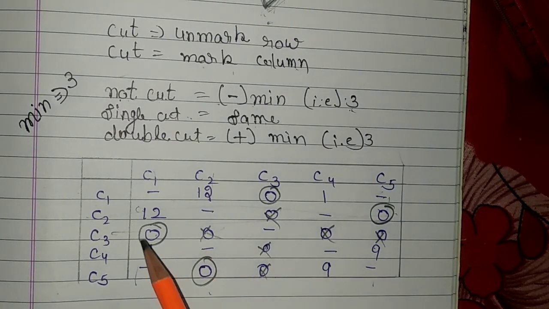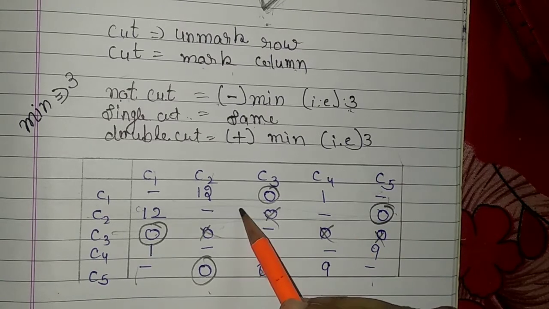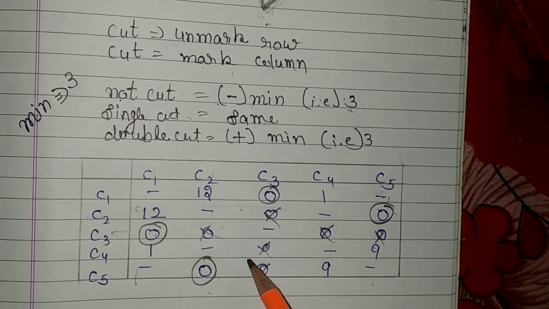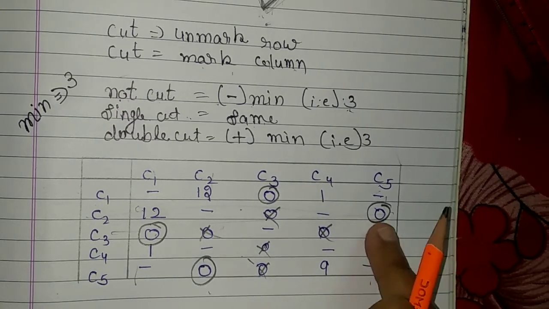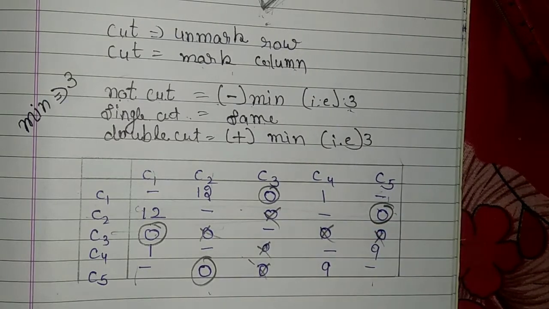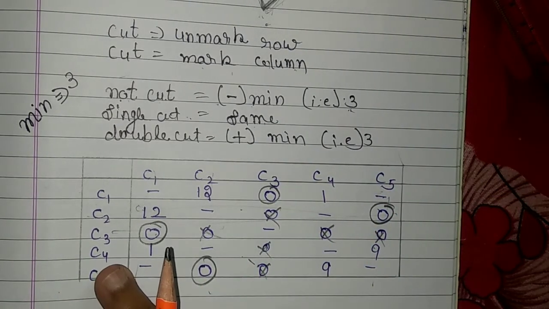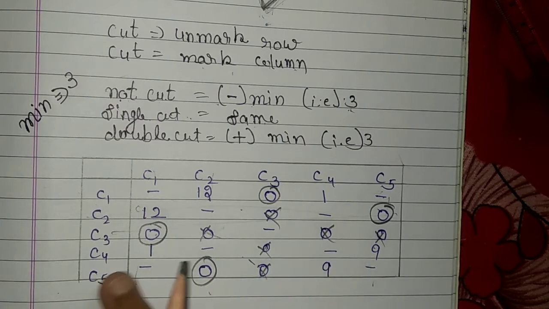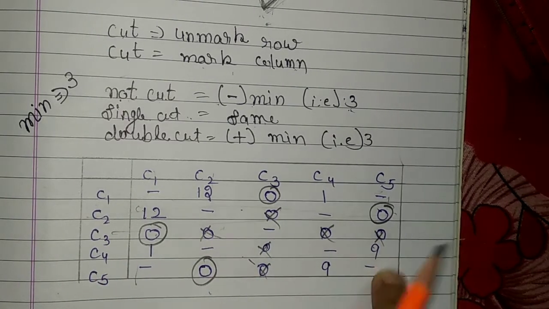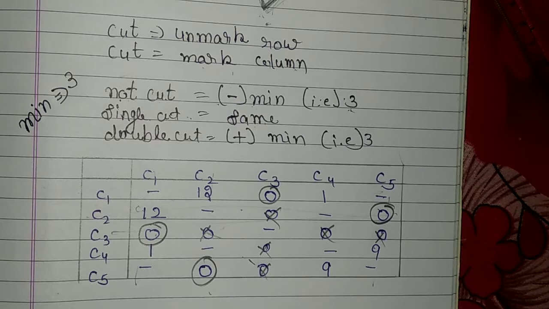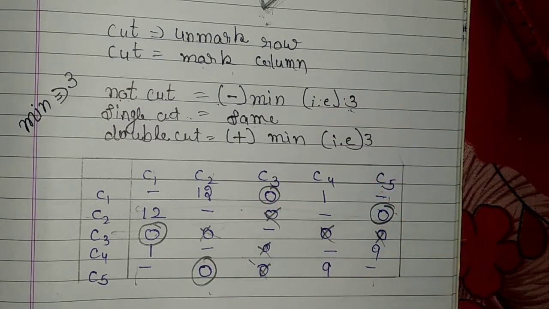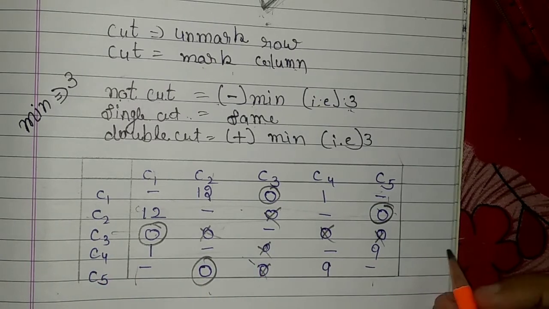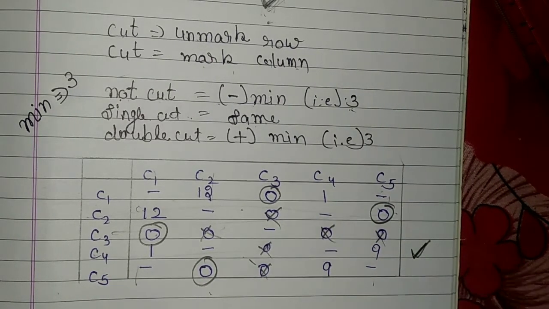Now you can see that C2 does not get any assignment and C4 does not get any assignment. So here only C4 does not get any assignment. So mark that row which does not get any assignment.